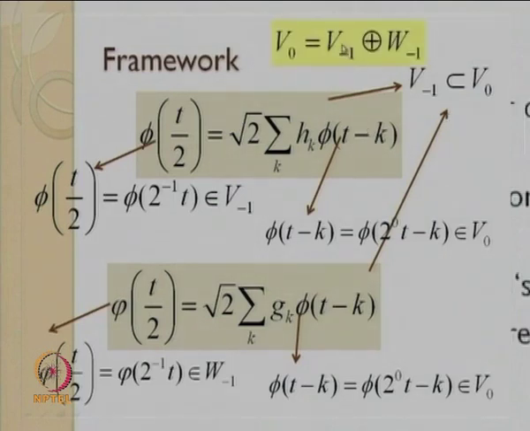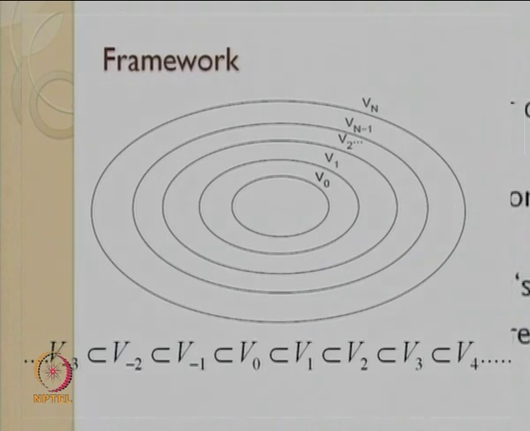And I can once again go on adding up V of minus 1 and W of minus 1 orthogonally to generate projections in V of 0. What this essentially tells us is the strong framework composed of underlying nested subsets. And these subsets can be represented like this. And now it doesn't really matter in which particular subspace I am starting my analysis. For example, I can again think of starting in V of 0.